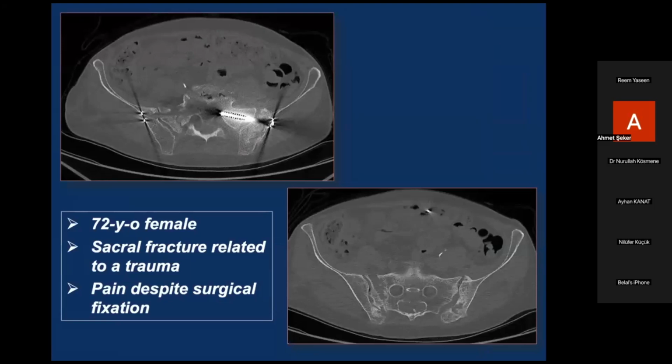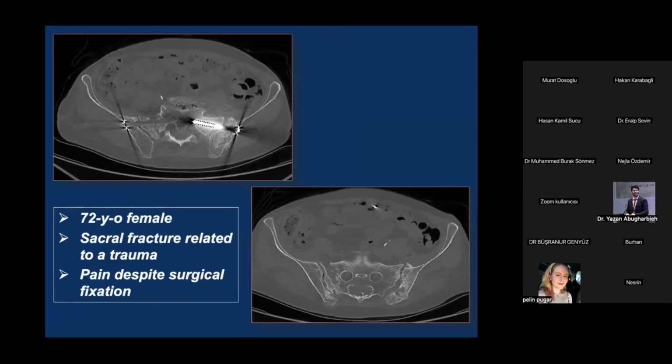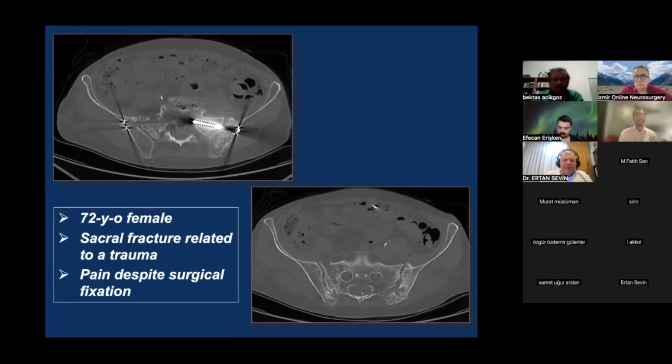And a final example, another tip and trick, is to reposition a spindle in a patient treated by reinforced cementoplasty. It was a 72-year-old female. She presented a sacral fracture related to a trauma, and she had a surgical fixation, but she still has pain. You see this is the previous surgical fixation. She had a screw here, but it has been removed because there was an infection. And you see that the fracture is not healed.